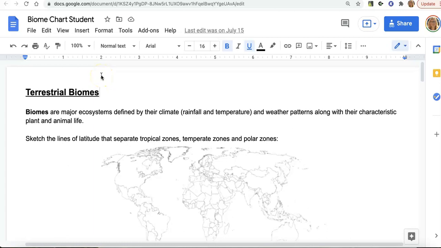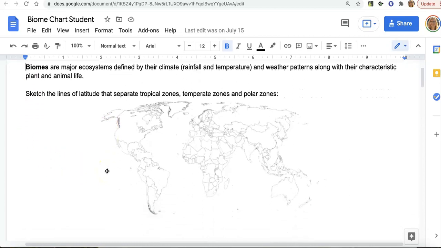Let's go through our terrestrial biomes chart. Take a minute and read the definition of what a biome is. And the first thing that we're going to do is sketch the lines of latitude that separate tropical, temperate, and polar zones.